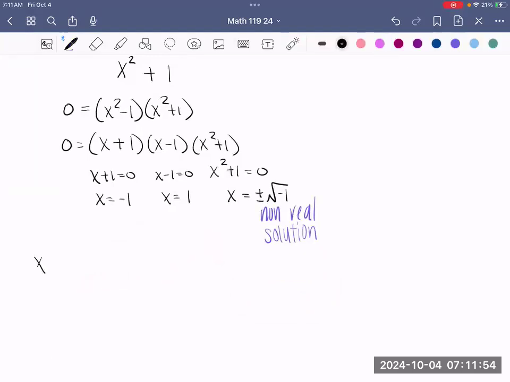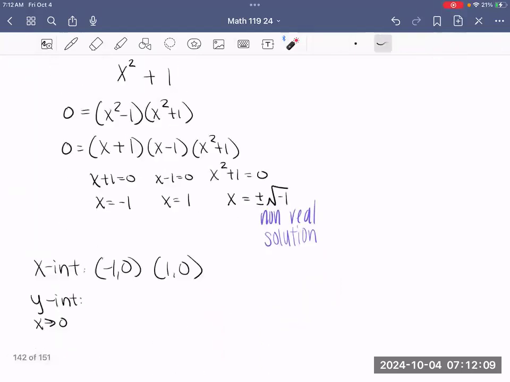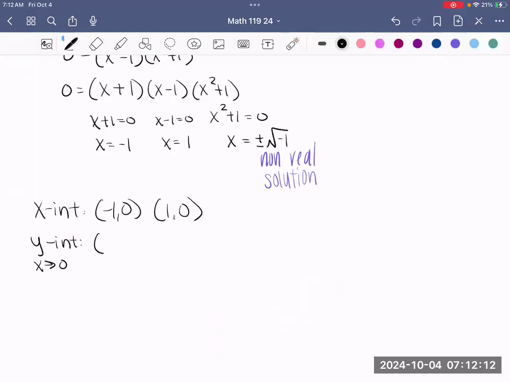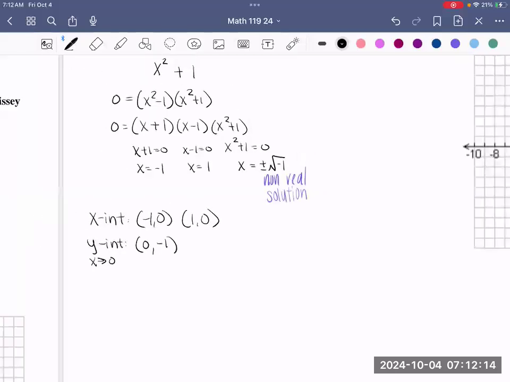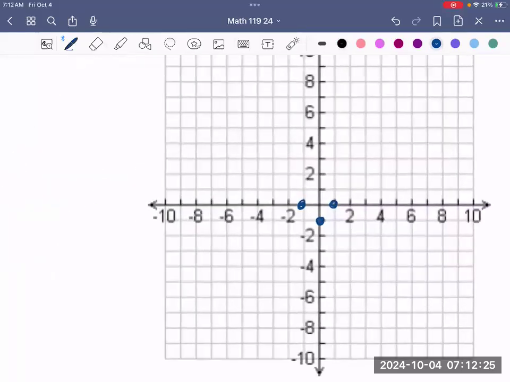So these are your x-intercepts. We have -1, 0, and 1, 0. Your y-intercept here is when x is 0. So if we plug in a 0 for your x value, we get out a -1. So 0, -1. Let's go ahead and graph those. And that y-intercept is acting as your in-between point. So we don't need to pick any other points.